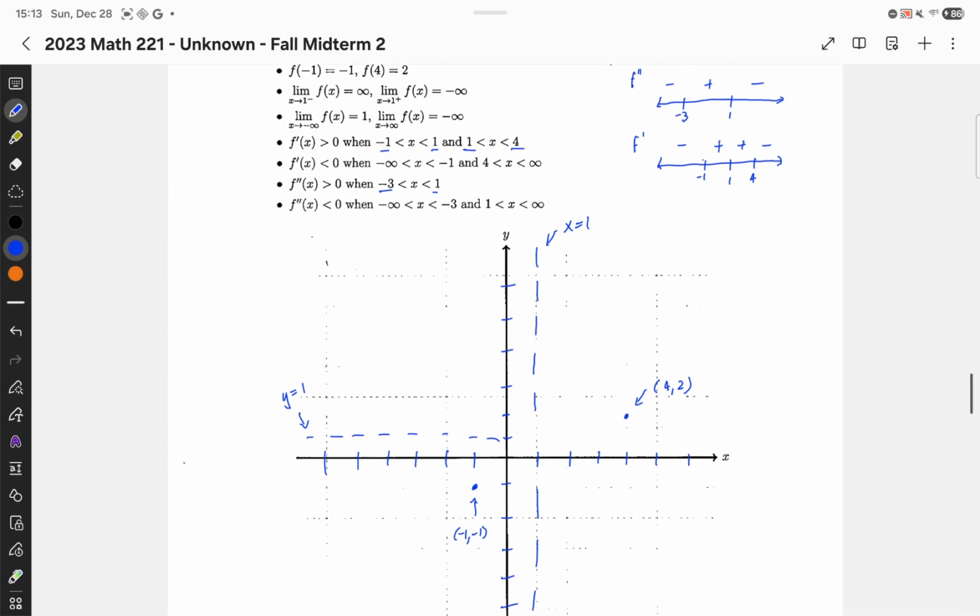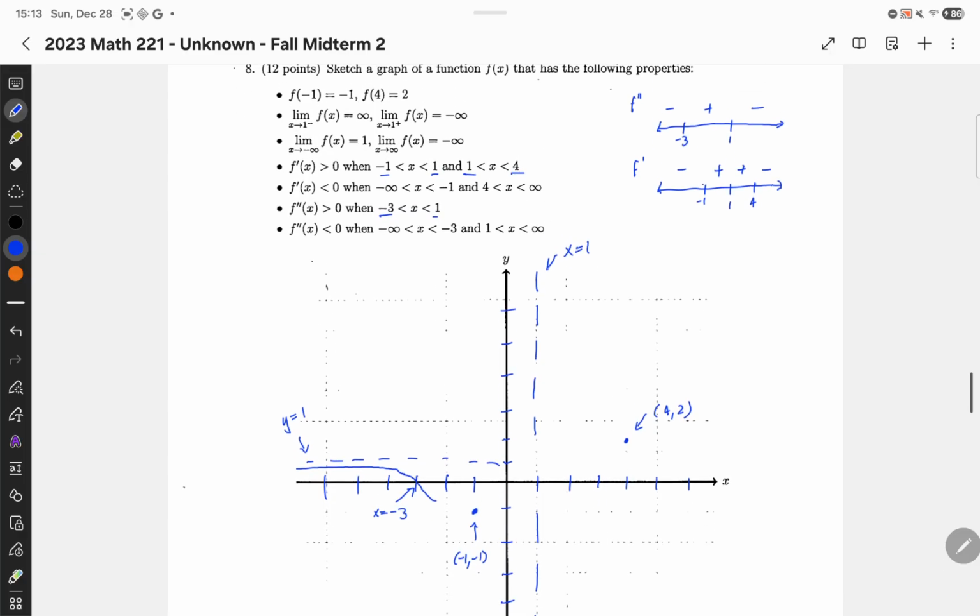So the way we'll start is from negative infinity. We know we have an asymptote at y equals 1. We are going to be concave down and also decreasing, so that's going to look something like this. And we're going to keep going until we hit -3. And then we're going to switch to concave up. So let's put that somewhere right around there at -3, x equals -3.